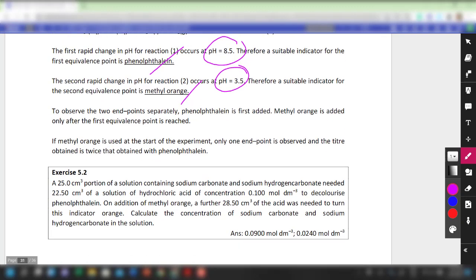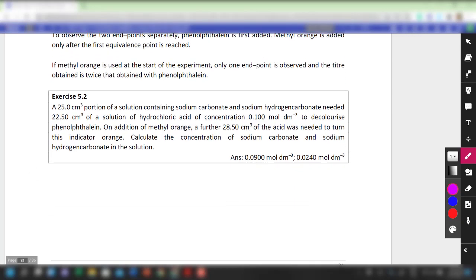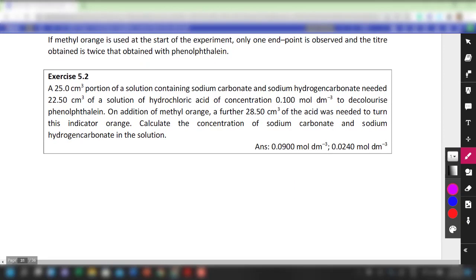So you will be given enough exposure to work on them. If not, let us work on exercise 5.2. I have 25.0 cubic centimeters of a solution containing sodium carbonate and sodium hydrogen carbonate. So I have a combination of these two. Let me write out the formula first.